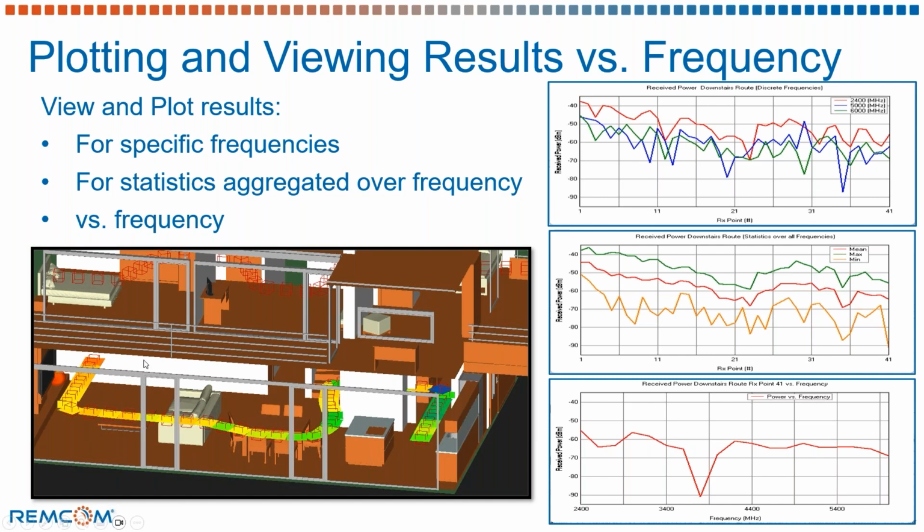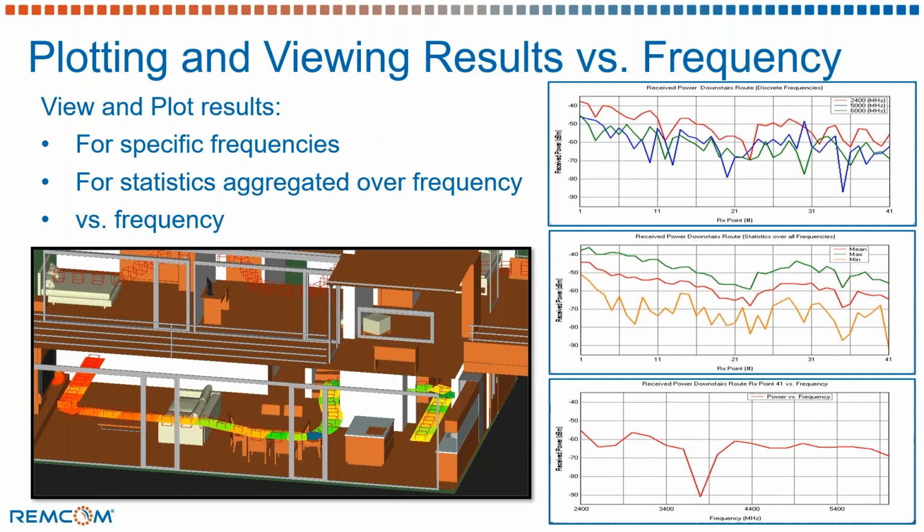Plotting allows you to really sample the way you want to. You might want to just plot specific frequencies. This top plot has 2.4 gigahertz, 5, and 6 gigahertz for this same receiver route, the downstairs route. Then I'm plotting over the receiver point. You also have statistics you can aggregate. You can define, say, you want to plot the mean or the max.